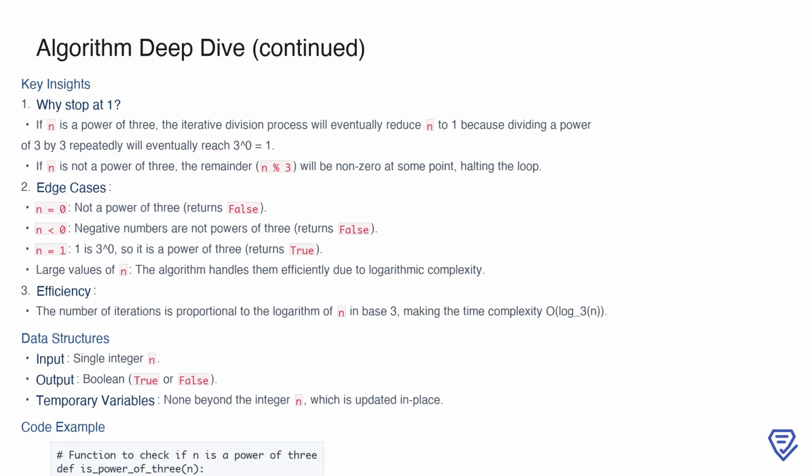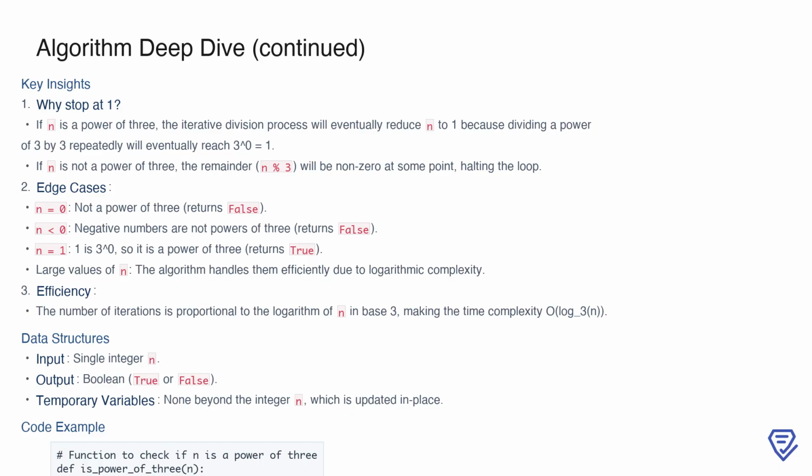Now, let's analyze some key insights about this approach. First, why do we stop at 1? If n is a power of 3, dividing it by 3 repeatedly will eventually reduce it to 1, since 3^k divided by 3 repeatedly will reach 3^0, which equals 1. If n is not a power of 3, at some point during the division process, the remainder will no longer be 0, causing the loop to stop prematurely. This means n cannot be reduced to 1, and we can safely conclude it is not a power of 3.